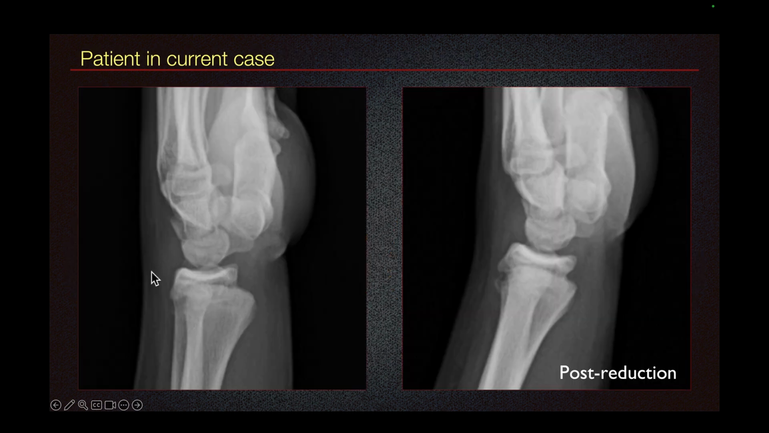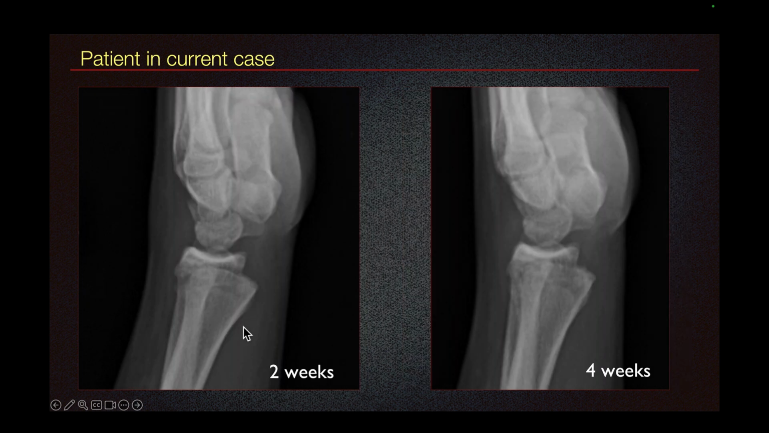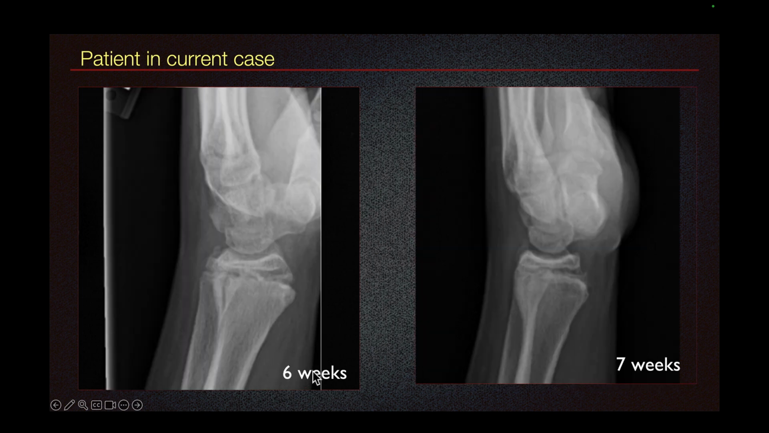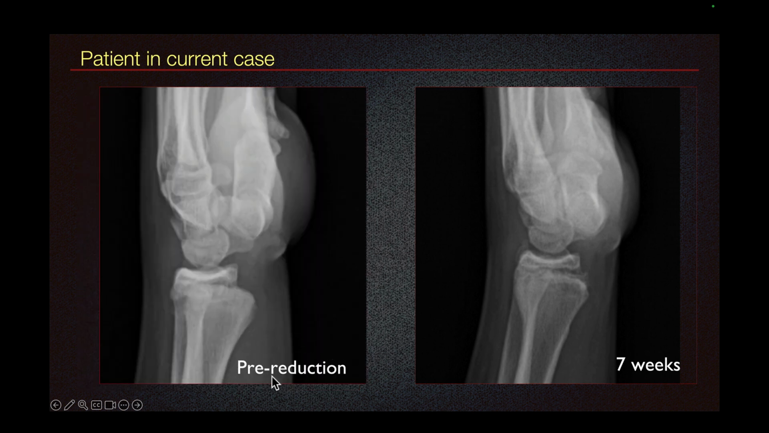So this is our original radiograph, and this is post-reduction radiograph, and we can see that the displaced fracture fragment has come slightly more anteriorly and there's improved alignment. This is 2 weeks follow-up, this is 4 weeks follow-up, and in 4 weeks follow-up we can see some periosteal reaction. This is 6 weeks follow-up, and this is 7 weeks follow-up, and here too we can see some periosteal reaction and some callus formation anteriorly. So this is our pre-reduction radiograph, and this is our radiograph at 7 weeks.